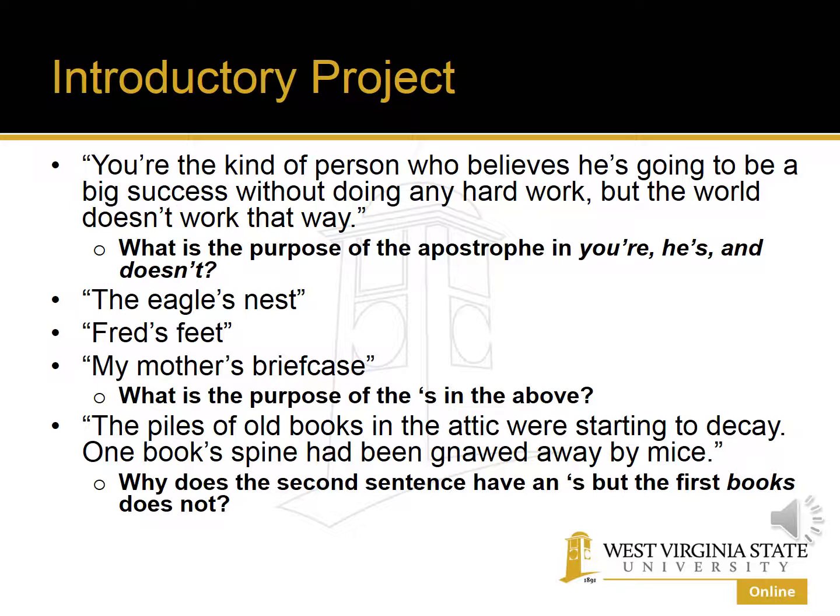Look at the sentence carefully. Your is a representation of you are. He's is a representation of he is. And doesn't is a representation of does not. So, what is going on here with the apostrophe? In each of these words, the apostrophe is indicating an omission of one or more letters.